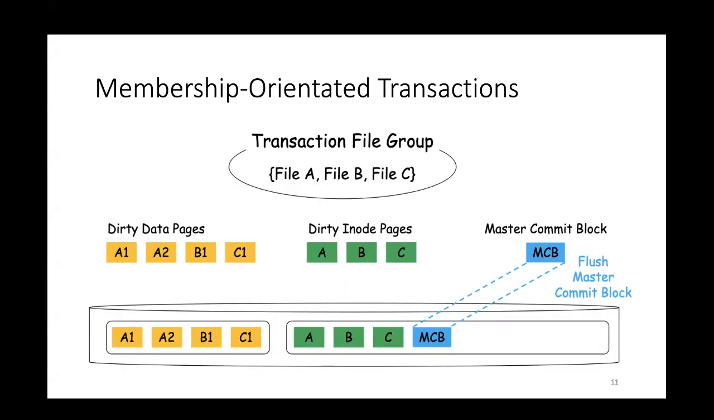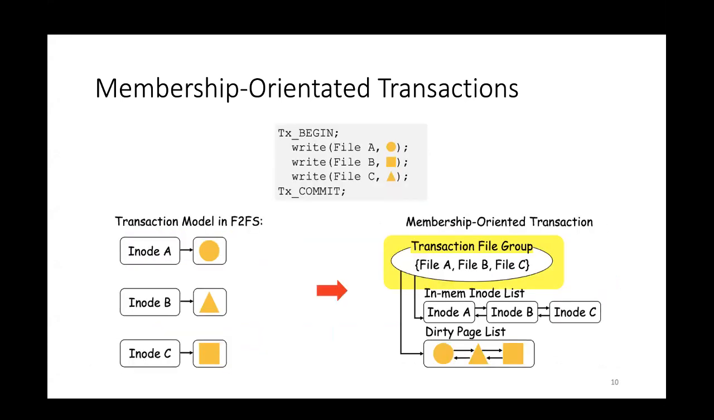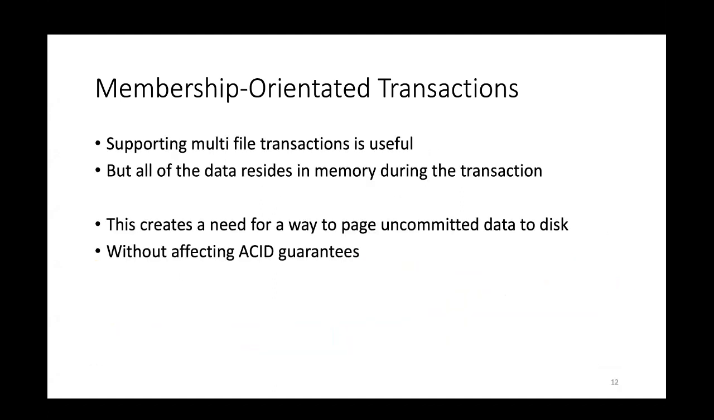Now, the concept of this multi-file transaction thing is quite simple, but it's non-trivial to support it at the file system level, or at least in F2FS, as we can look at now. So of course, it's useful if we can provide these multi-file transactions, but the data is going to reside in memory, which goes back to the problem we mentioned before. Just using too much memory for the transactions, canceling or aborting and stuff like that.